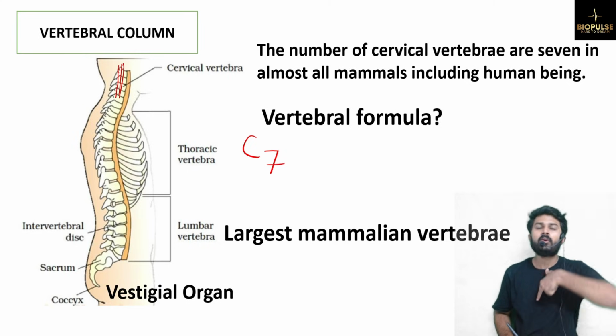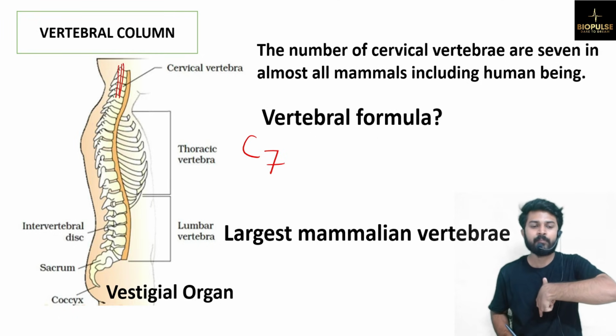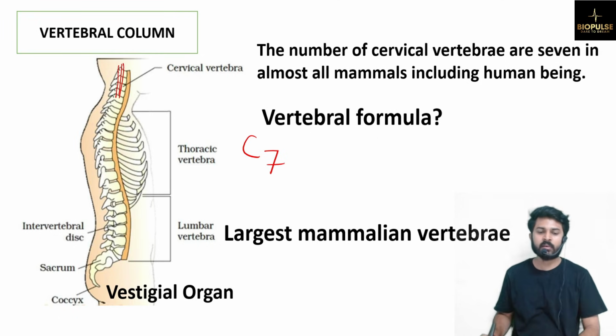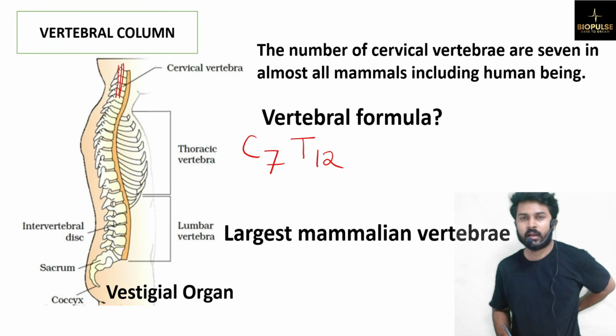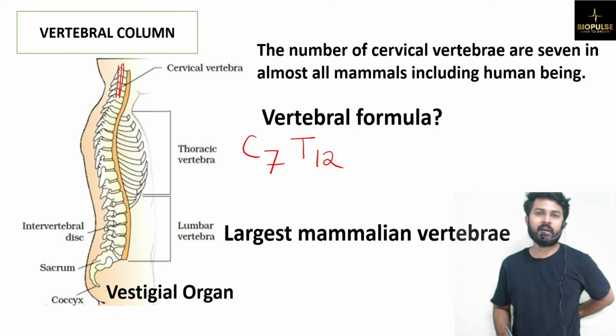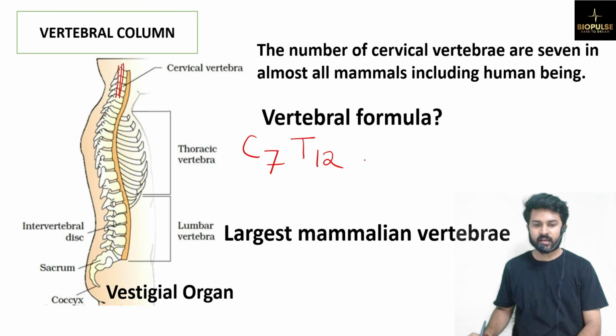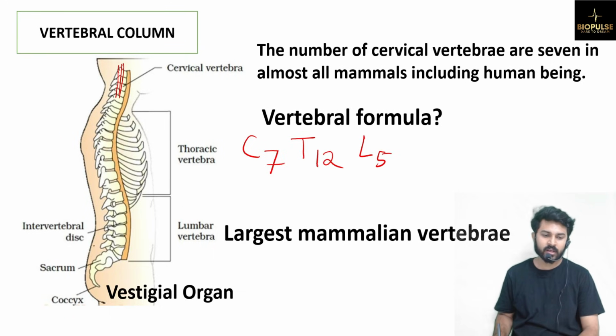Now thoracic vertebrae in the thorax region. How many vertebrae are present? I can write T12. Here lumbar vertebrae are present. How many lumbar are present? I can write L as 5. And this one is the sacrum.